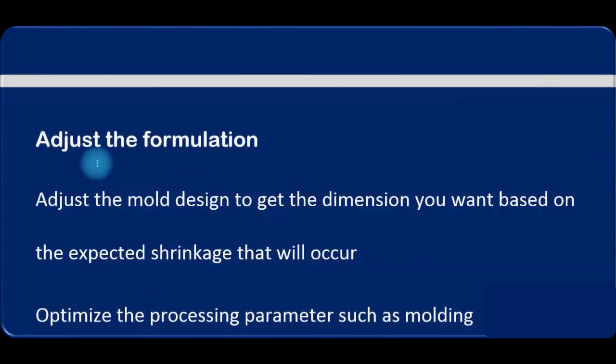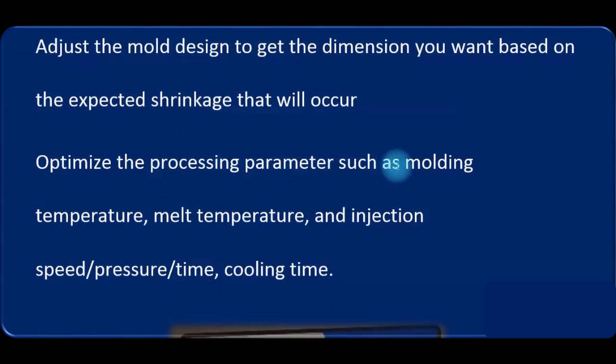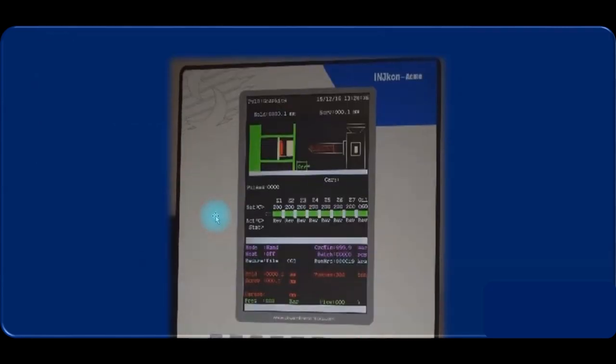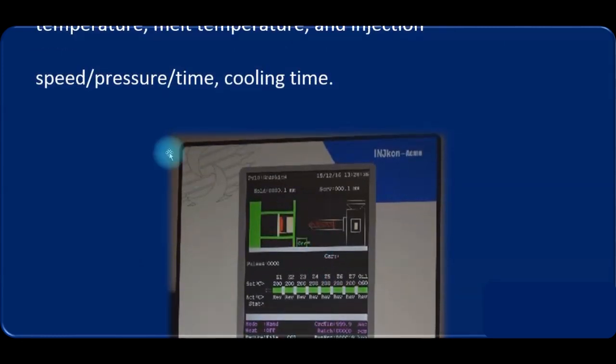Adjust the formulation. Adjust the mold design to get the dimension you want based on the expected shrinkage that will occur. Optimize the processing parameters such as mold temperature, melt temperature, injection speed, pressure, time and cooling time. This is the panel, and this is the operable panel to control the speed, pressure, time and cooling time.